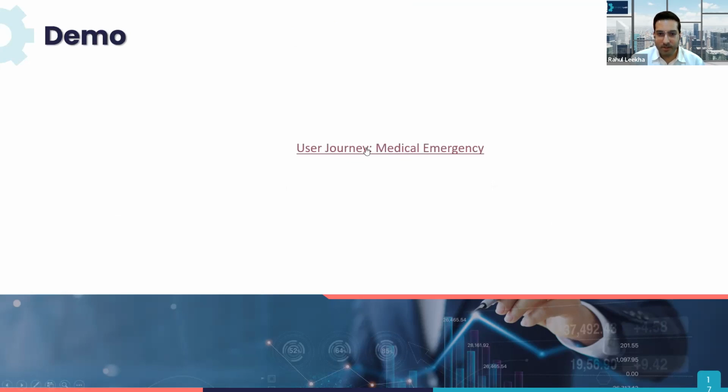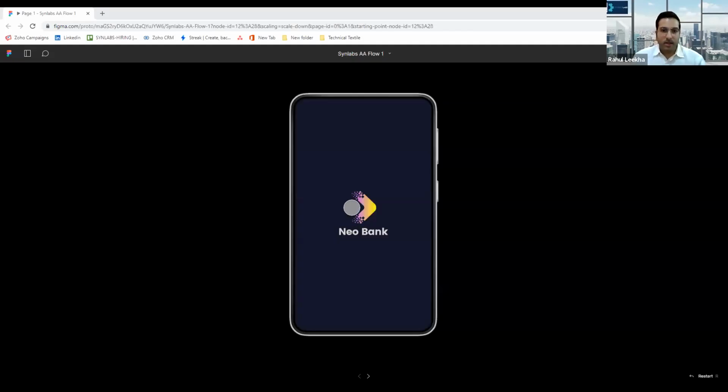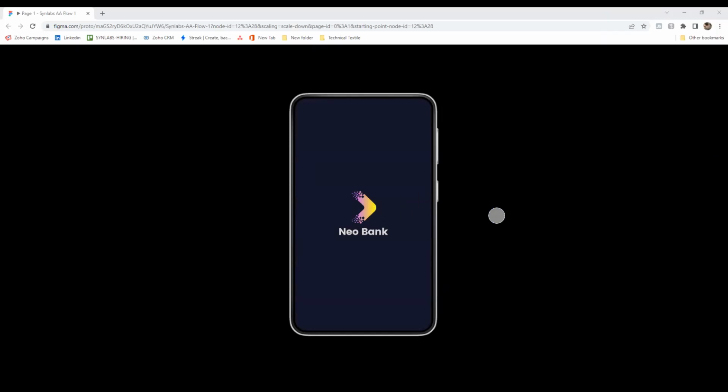So here we'll go for the user journey. We'll start with that. So any questions so far before we start on the user journey? Okay, so we start on the user journey. Is everyone able to see the screen? The neobank screen? Yes. Perfect.